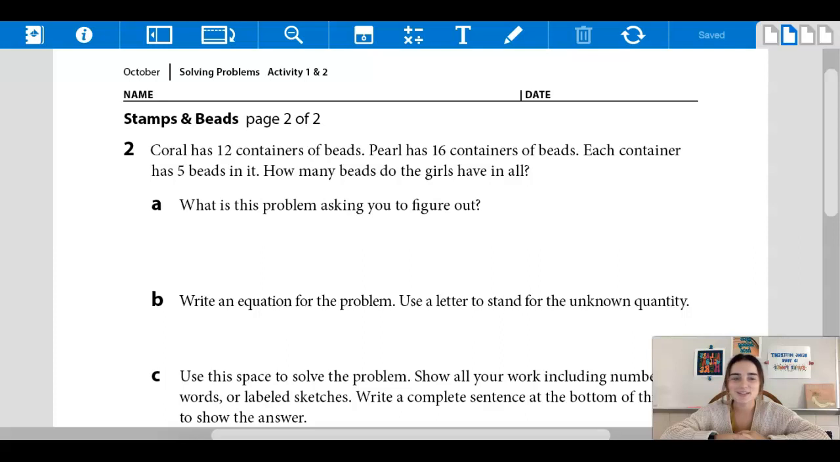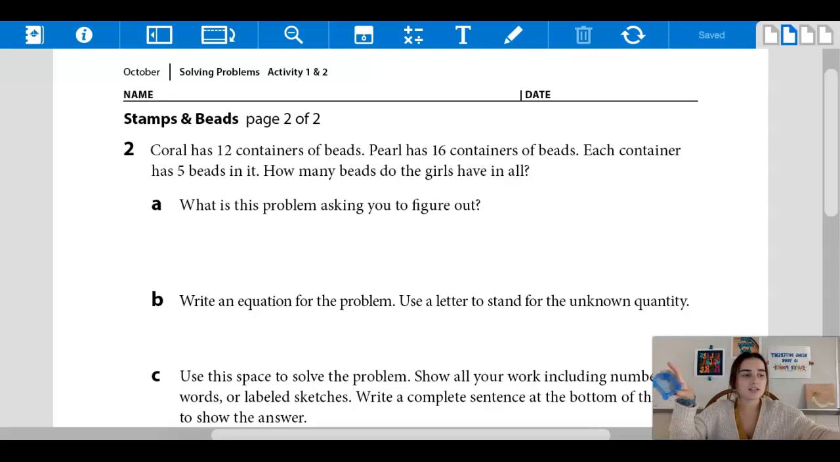Here we go. Here is our problem for today. Coral has 12 containers of beads. Pearl has 16 containers of beads. Each container has 5 beads in it. How many beads do the girls have in all? A container is like a little box right here, and beads are these little things we use to make crafts. So let's imagine that Coral has 12 of these and Pearl has 16 of these. And we know that each one has 5 little beads inside of it.